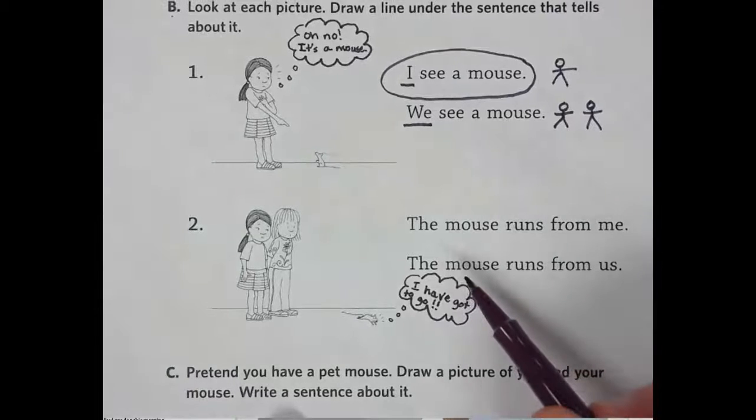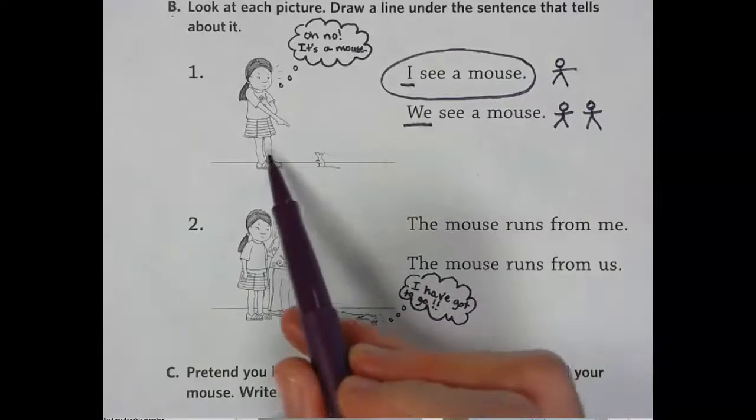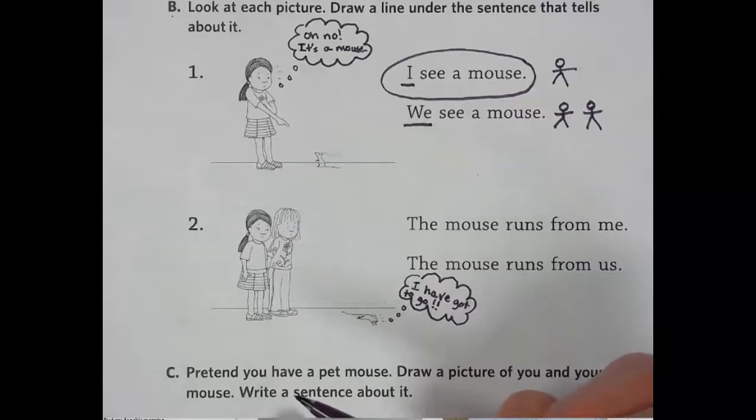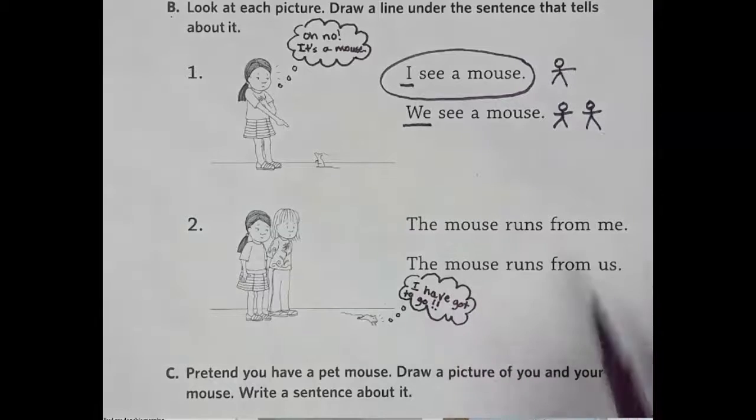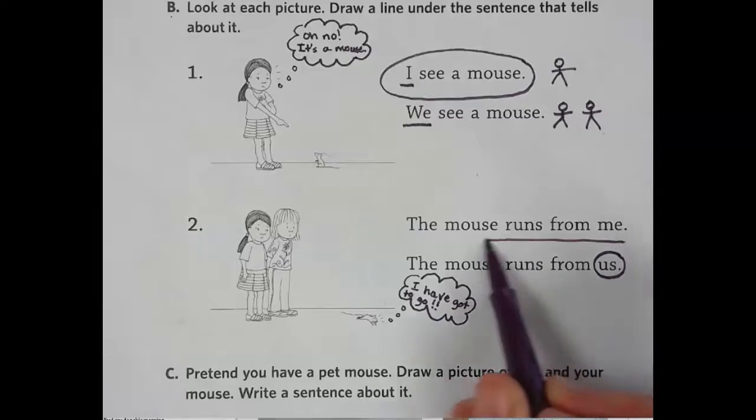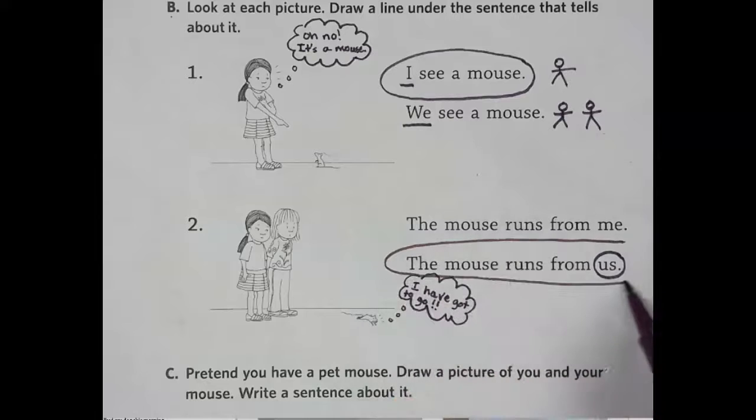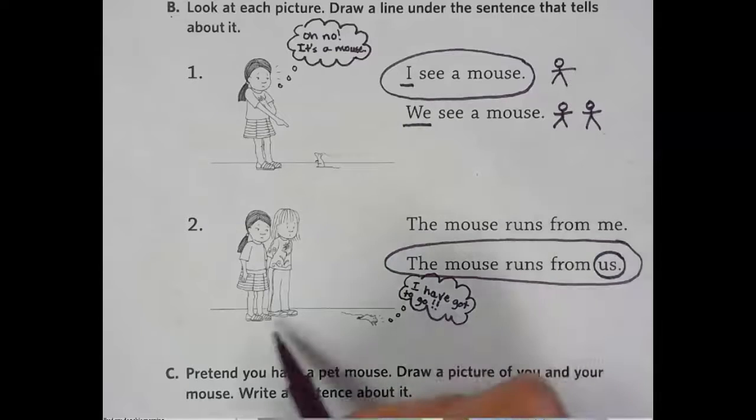All right, let's see which sentence makes the most sense. The mouse runs from me. Now if the mouse had been running in this picture, that would work for that one, wouldn't it? Because there's just one girl. The mouse runs from us. Are there two people there? Yeah, us is another way to talk about more than one person. So that is the right one. And this is the sentence we want to pick. The mouse runs from us because there's 1, 2 people.